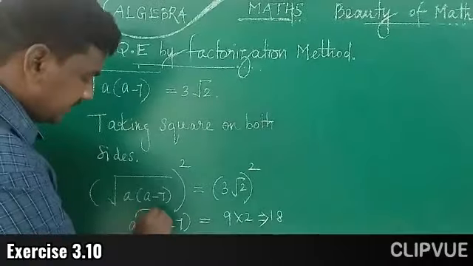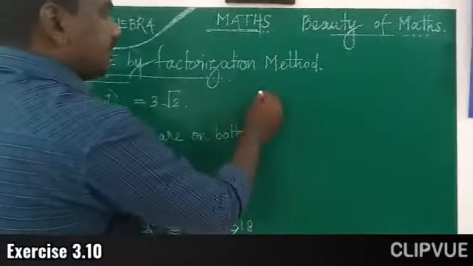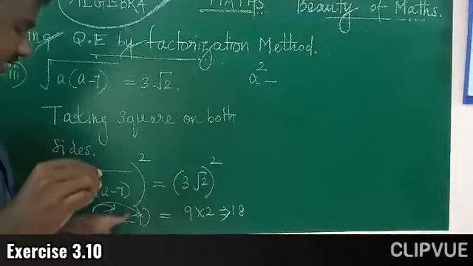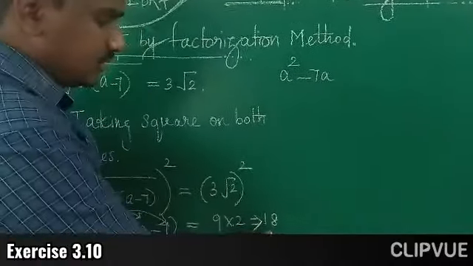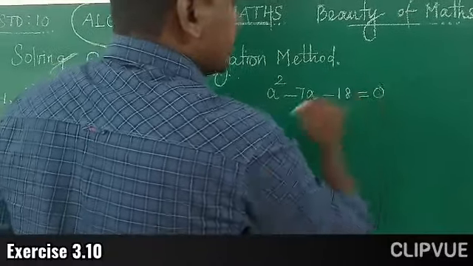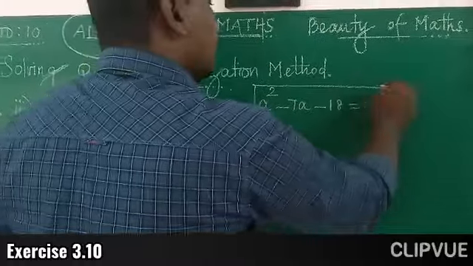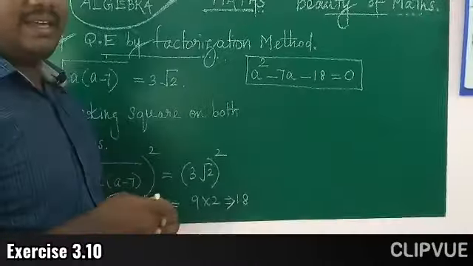So now multiply this and this. This a into a is a square, plus into minus is minus, a into 7, minus 7a. This equal to 18, that plus 18, which is equal to 0. Actually this plus 18 becomes minus 18, which is equal to 0. Now it is in the standard form of quadratic equation of variable a.